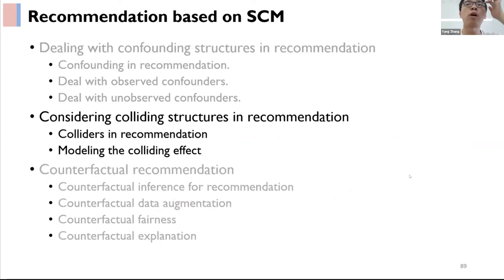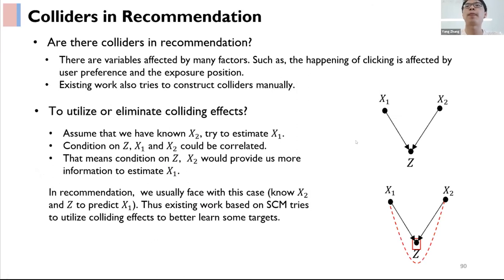Next, I'd like to introduce the work regarding colliders in recommendation. For collider recommendation, the first question is also: are there colliders in recommendation? The answer is also absolutely yes. Since in recommendation, there are variables affected by many factors, such as the sampling of a click, which is affected by both your preference and the exposure position of the item. And what's more, existing work even tries to manually construct some colliders to help estimate something.